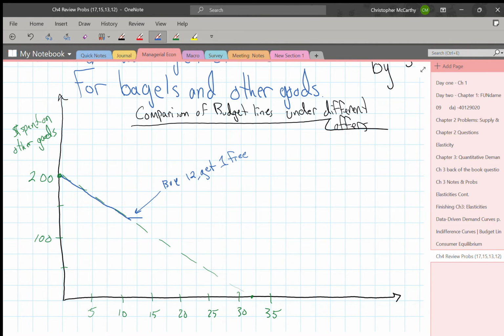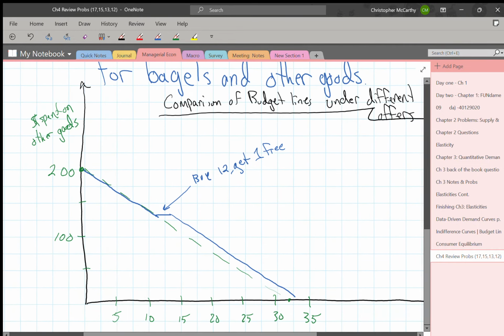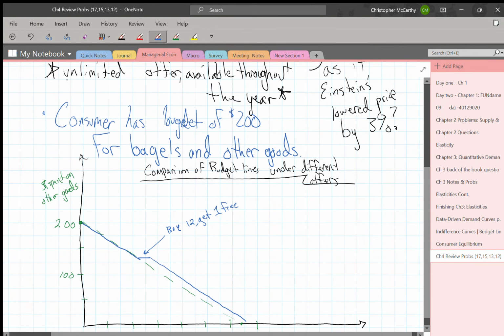So it juts out by 1, and now at first we're tempted to just go ahead and continue like that. That makes most sense. It looks like the buy one, get one free scenario, right? But remember, there was a little detail here: unlimited offer available throughout the year.